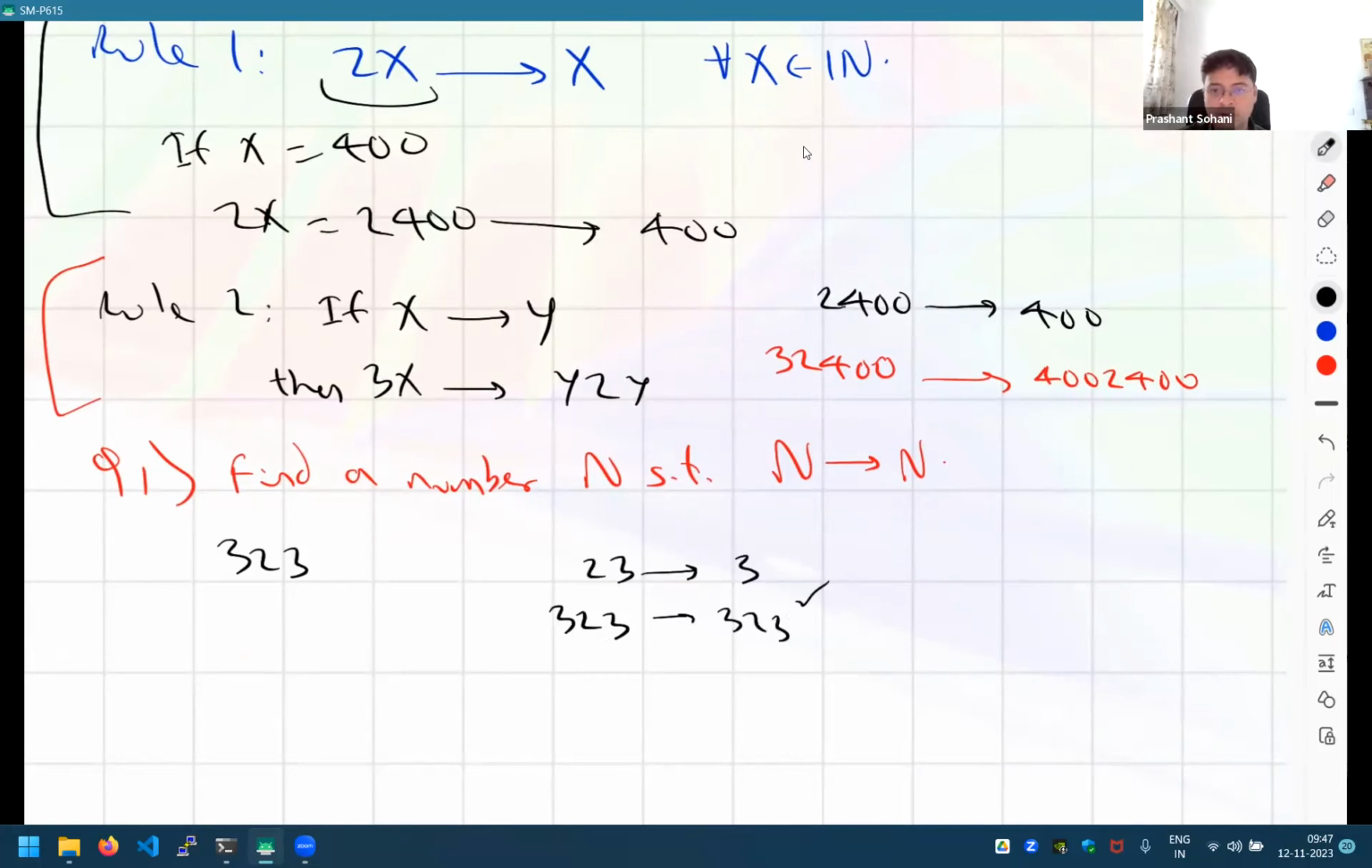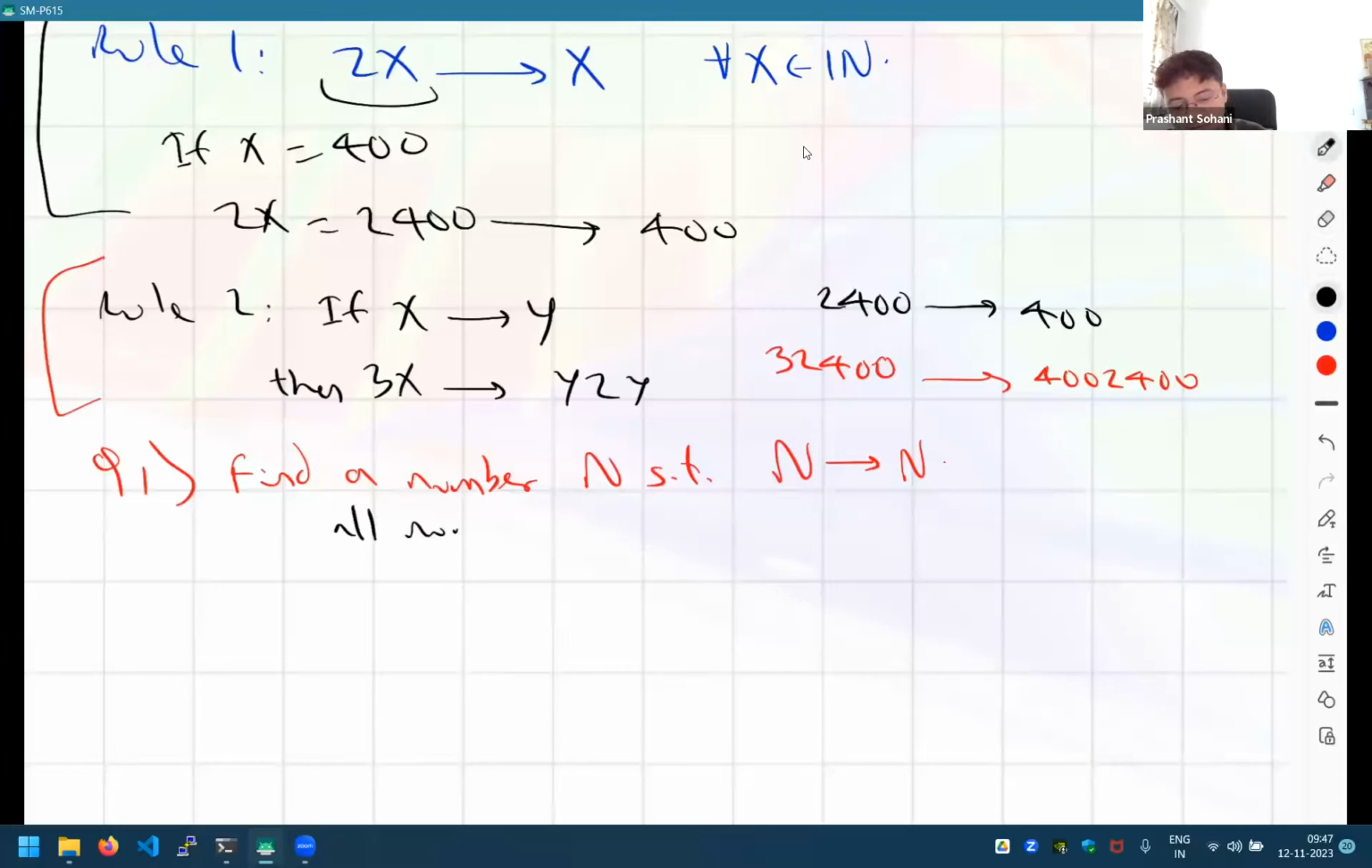Anybody else has a different example or the same one? Om, you have a different one? No, sir. Okay, same. So everybody agrees that we can find a number such that n generates itself. Maybe next question, find all numbers which have this property. So 323 is obviously one example, but is it the only example or we can have more?